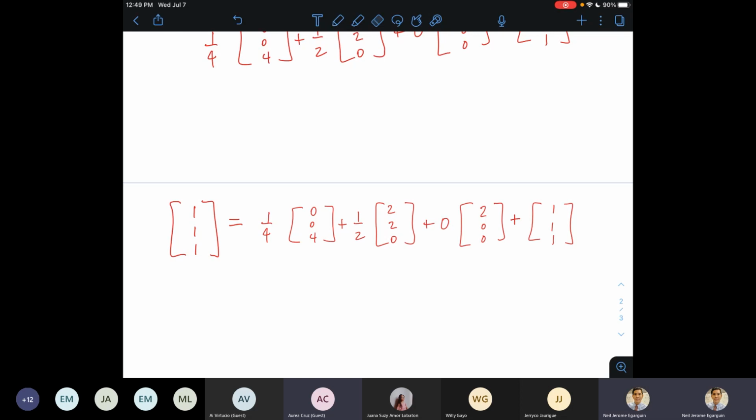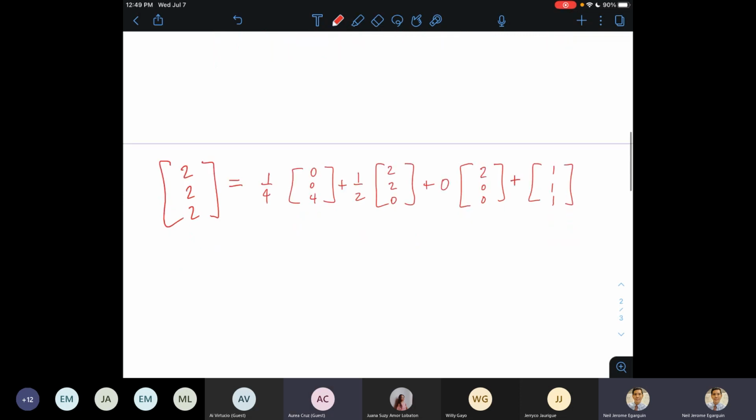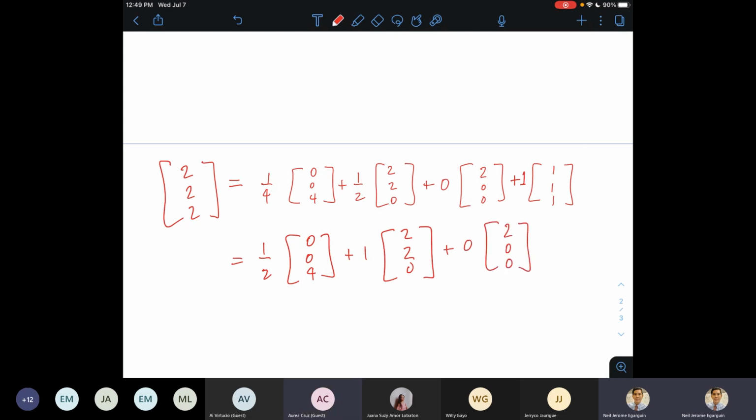Okay. But do you agree this adds up to 2, 2, 2? Dapat, no? Equal siya sa 1, 1, 1. Yeah. If I add 1, 1, 1 to it, I get 2, 2, 2. But, okay. But I can also generate 2, 2, 2 this way. I can have 1 half, 0, 0, 4, plus 1, 2, 2, 0, plus 0, 2, 0, 0, and 0, 1, 1, 1. Is this correct?